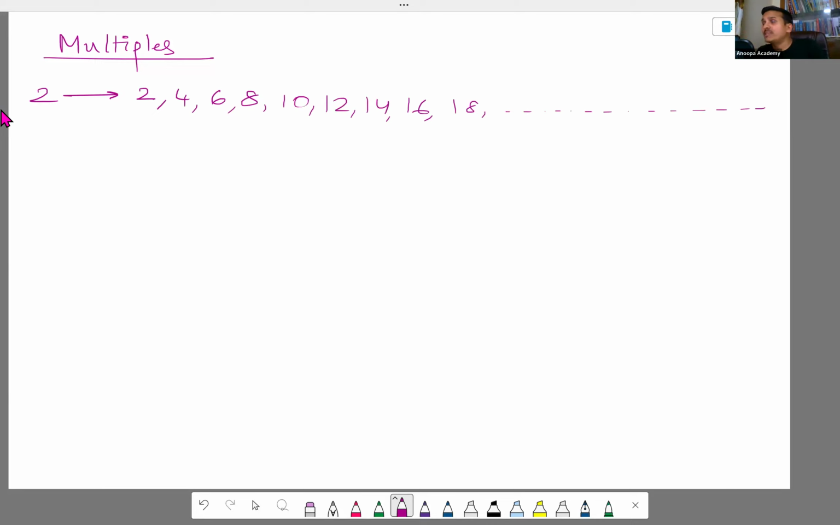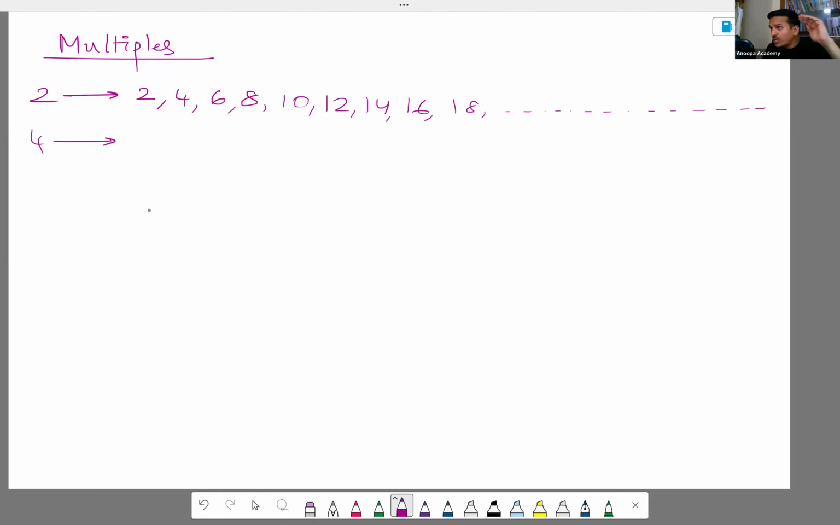Multiples of any given number are infinite because you can multiply with any number. The multiples of 2 are infinite because I can multiply 2 with lakhs also. Yes or no, everyone? Yes, perfect.